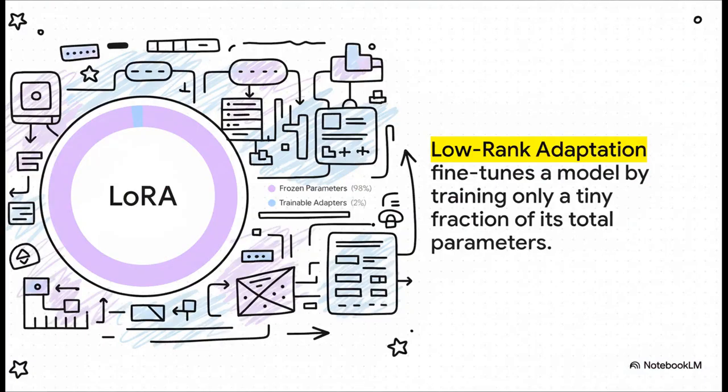And what's really efficient about this is that you don't have to retrain the entire billion-parameter model. A technique called LoRA, or low-rank adaptation, lets us freeze the huge original model and train only a tiny set of new parameters. We're talking sometimes just 2% of the original size. This makes powerful customization accessible to pretty much everyone.